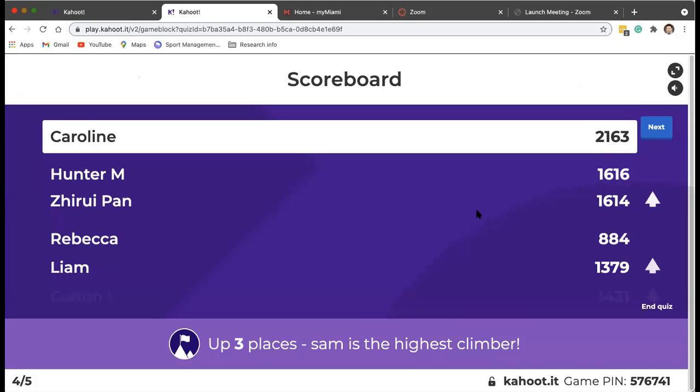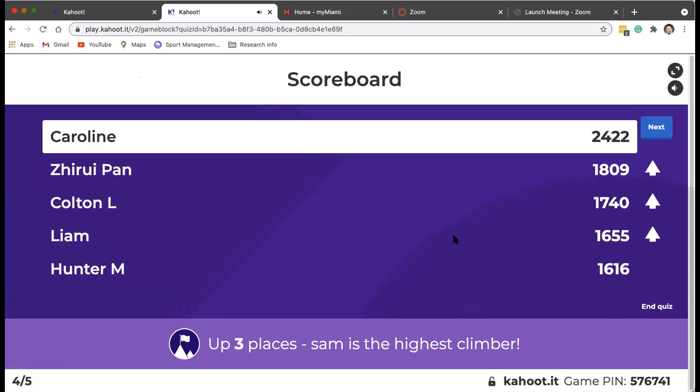This is what the current ranking shows you. Caroline is still leading for the whole time, starting from the first question, right? Zhurui is currently in 2nd place, and Cotton is currently in 3rd place. One last question. Right? Leon and Hunter are very close right now. One last question. The speed is very important.